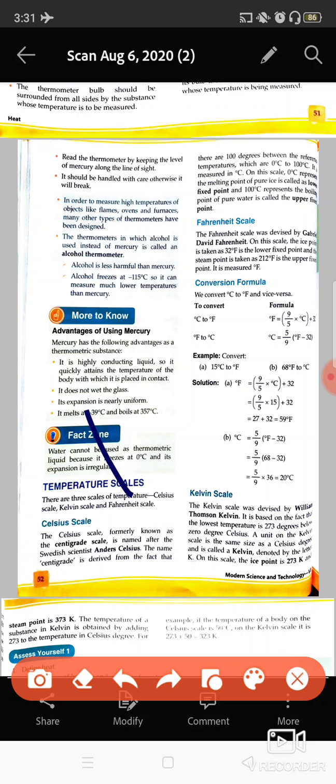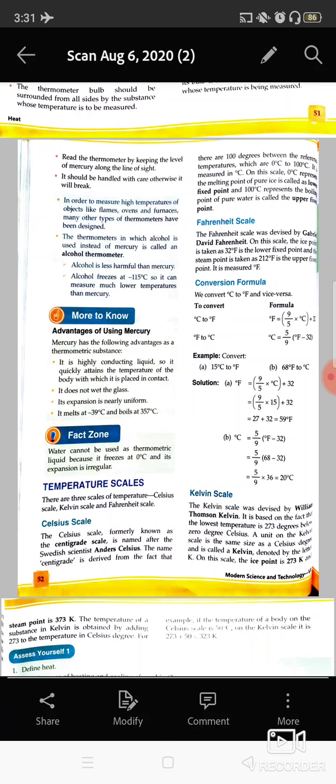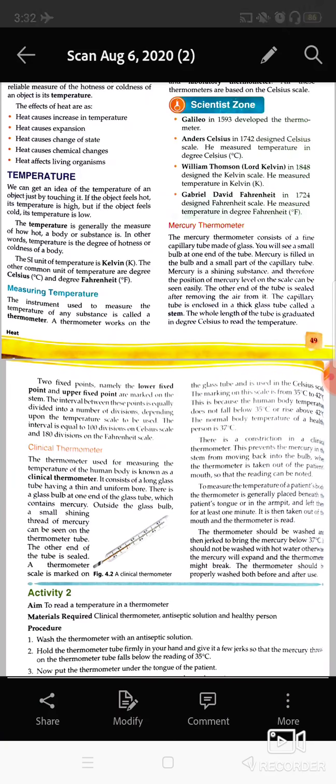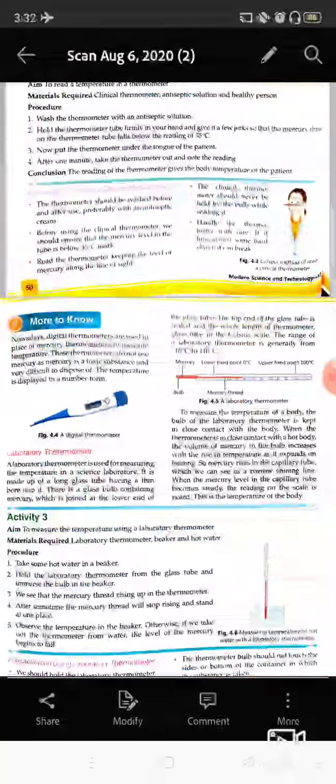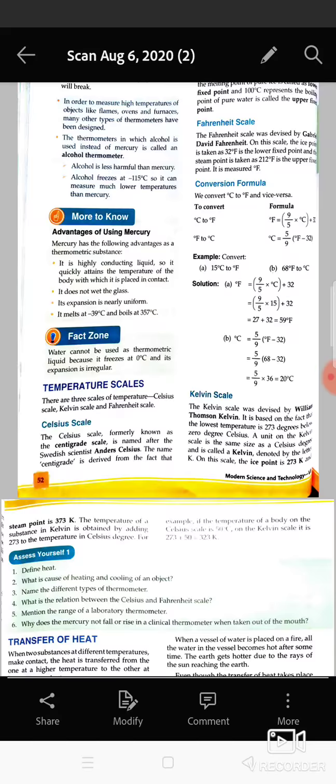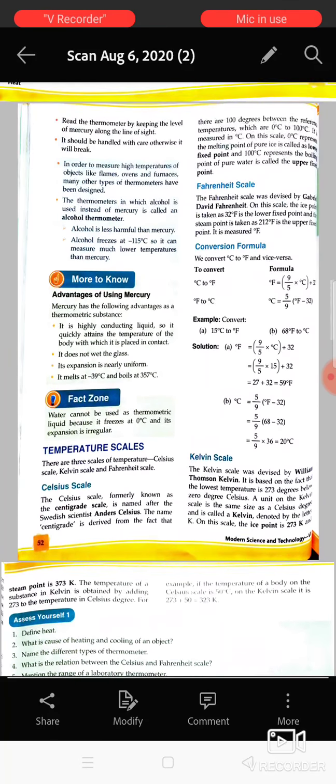And if we are talking about the Kelvin scale, then the Kelvin scale was given by William Thomson Kelvin, and it has the upper point which is 373 Kelvin, and the lower point is 273 Kelvin. So basically, if I talk about the SI unit of temperature, then it is the Kelvin, which is the SI unit, and other units are actually interchangeable.